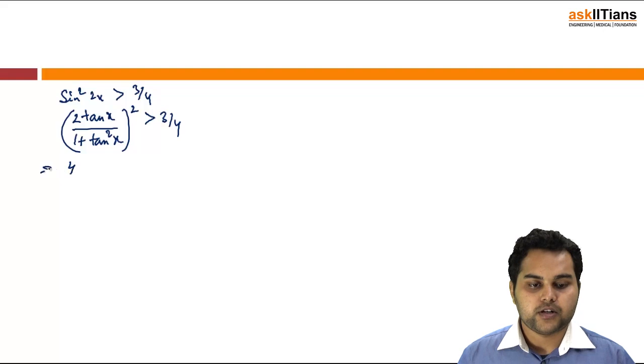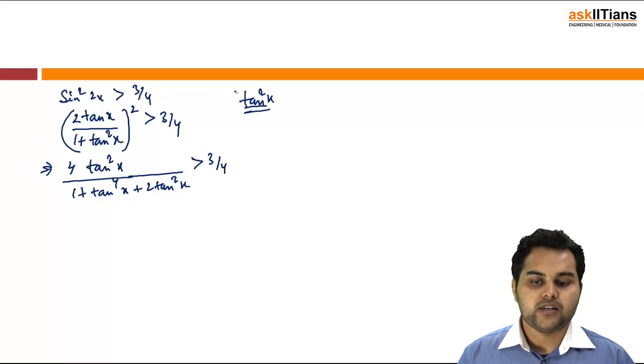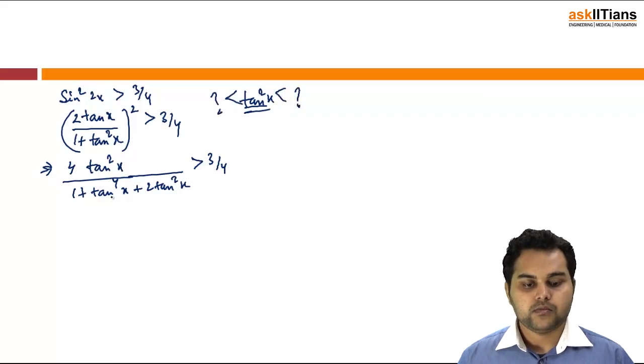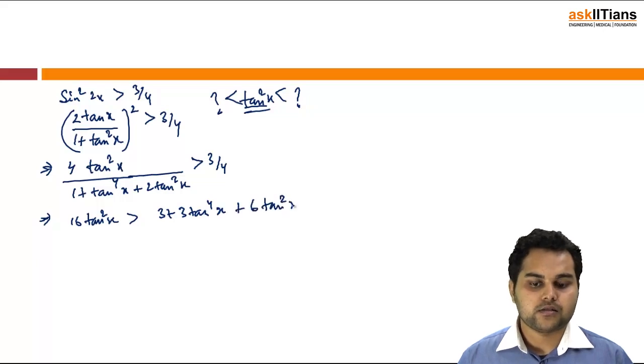Then I would get 4 tan square x over 1 plus tan power 4x plus 2 tan square x, for which I have to find the value. I have to find the value of tan square x, the region in which it may lie. So now I'll proceed with this so that I'll get a quadratic equation. By solving this, I would get 16 tan square x greater than 3 plus 3 tan power 4x plus 6 tan square x. Now this would cancel out, giving me a 10.